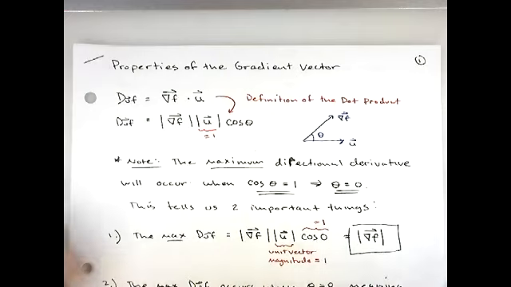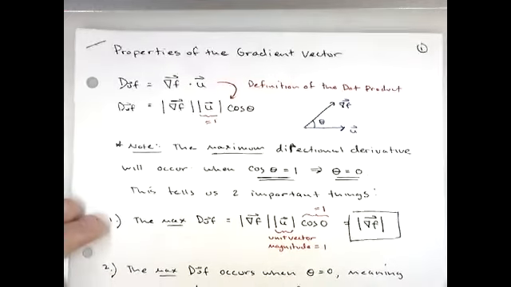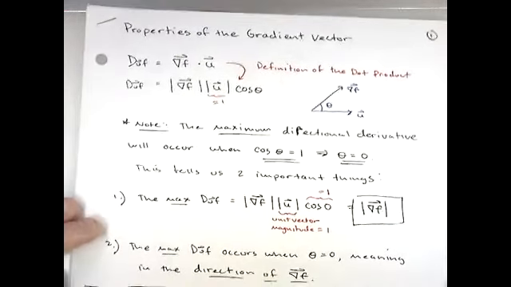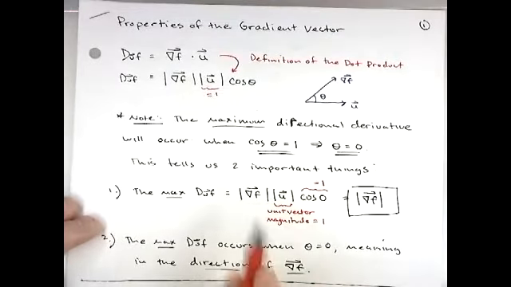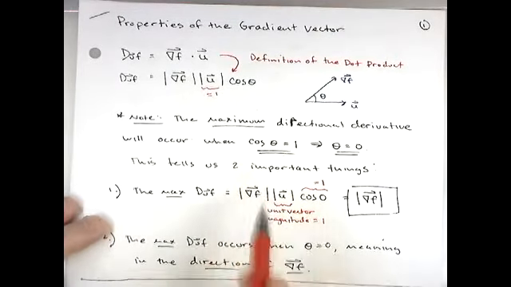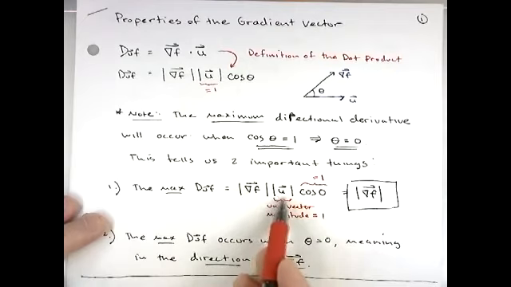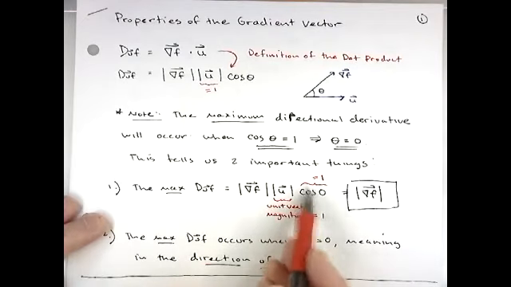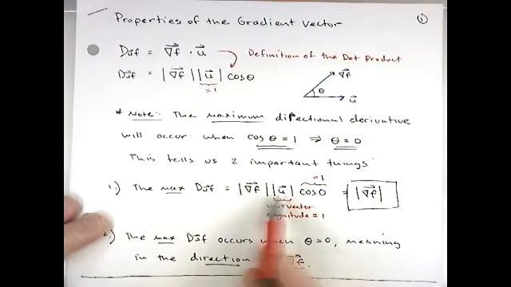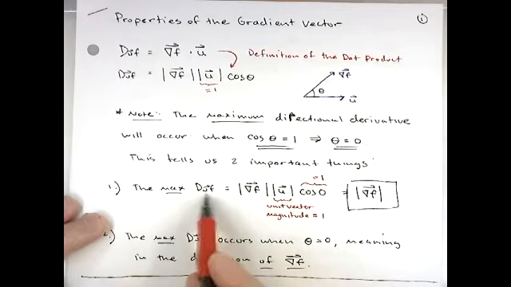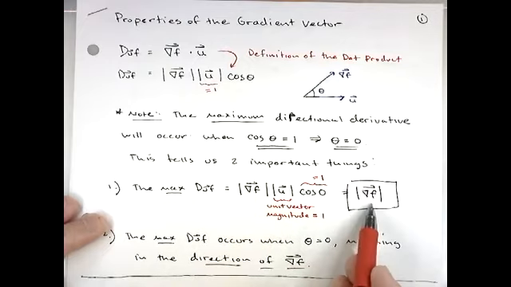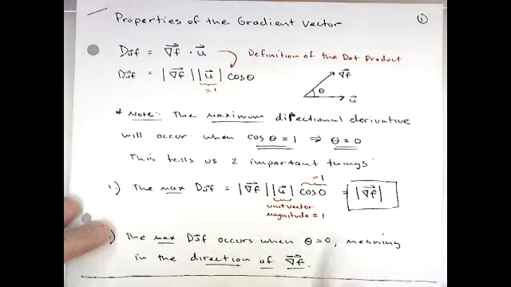This tells us two really important things. Number one, the maximum directional derivative is going to happen when the unit vector's magnitude is 1 and the cosine is 1. If that's 1 and this is 1, what are we left with? Just the magnitude of the gradient. So the magnitude of that vector will be your biggest possible slope, your biggest rate of change of your function.